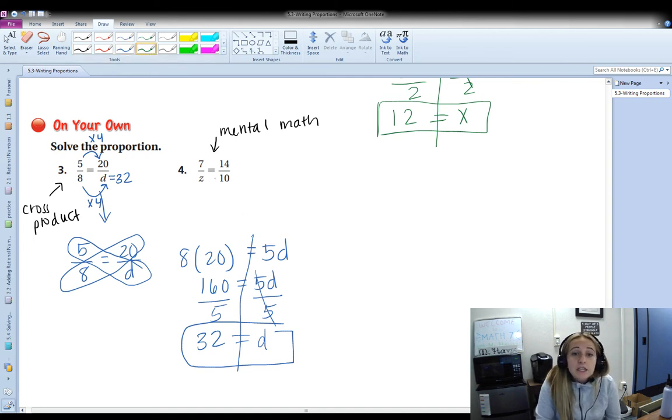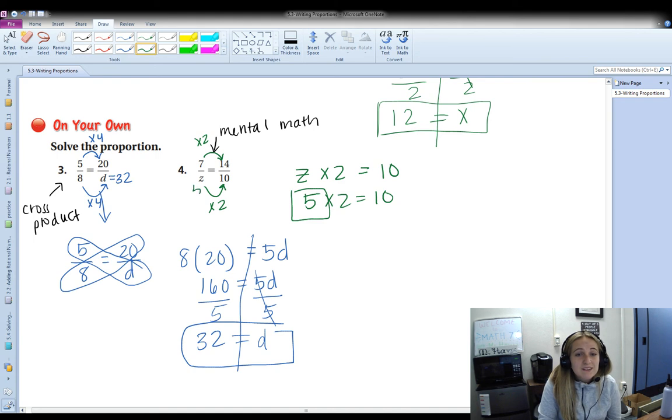Okay, for number 4, we're going to use mental math. So 7 times what equals 14? Hopefully you said 7 times 2 equals 14. For this one we have to be kind of careful, because it's going to be z times 2 equals 10. But don't mix it up. You're not doing 10 times 2. You're doing z times 2 equals 10. So what times 2 equals 10? Well, I know 5 times 2 equals 10. So therefore, our z equals 5.